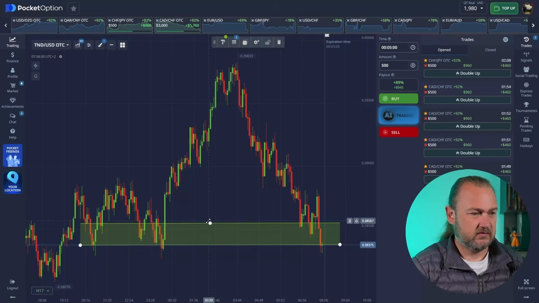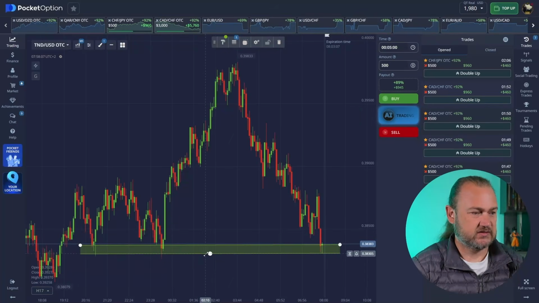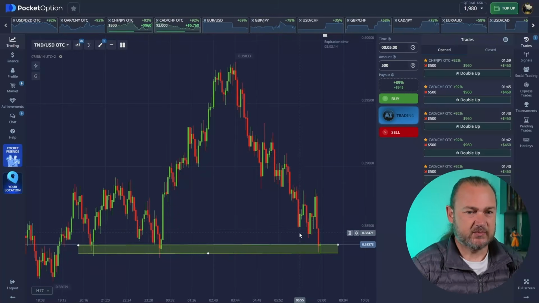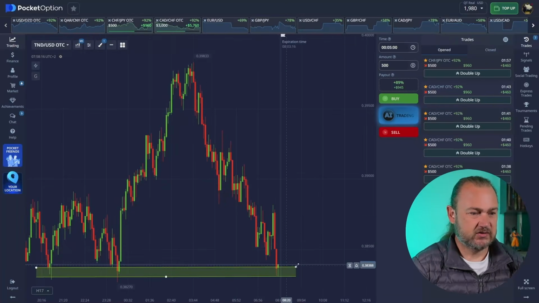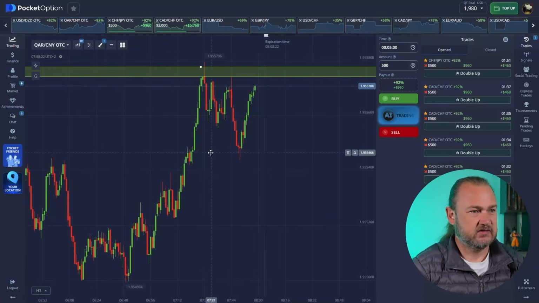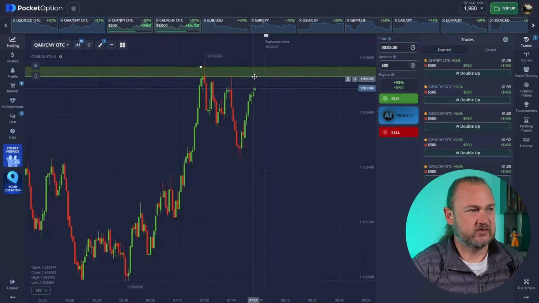But this is a fairly big zone. Okay, so we're going to leave this for a little bit to see what happens here. We do want a definite bounce from this level. Let's go back to this quick. Let's see what's happening on the 1 minute. We can see there's an attempt on this level now.